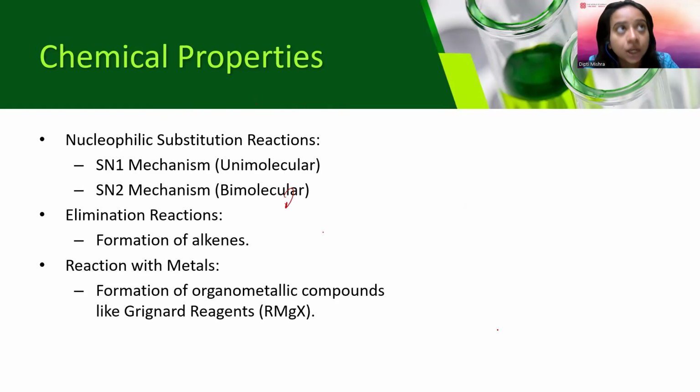Elimination reaction. Elimination means to eliminate, to delete, to avoid. So in a haloalkane, one hydrogen atom and X, that is the halogen atom, they both will eliminate and a double bond will come, that is, an alkene. Reaction with metals: formation of organometallic compounds like Grignard reagent, RMgX. So with the help of this reaction, that reaction will happen with metals, and we will see Grignard reagent, organometallic compound. So I hope you liked this class. Thank you so much.